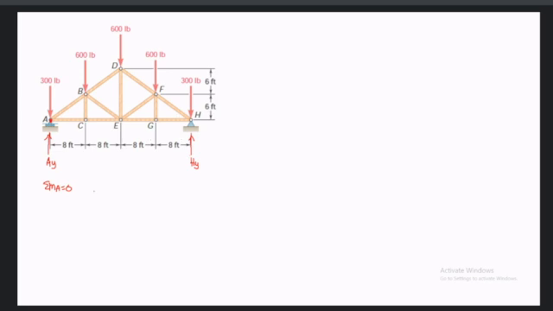So pakita natin. So this will become 600 times 8 plus 600 times 16 plus 600 times 24 plus 300 times 32 and then minus HY times 32 is equal to 0. Okay, so solving for HY, it is equal to, hindi ko nasusulat, no? Calculate nyo na lang.